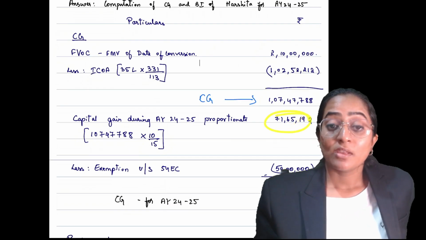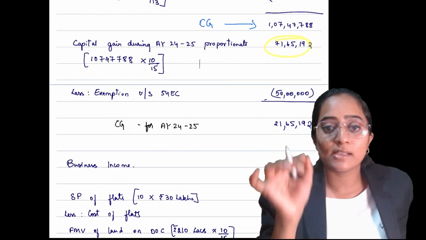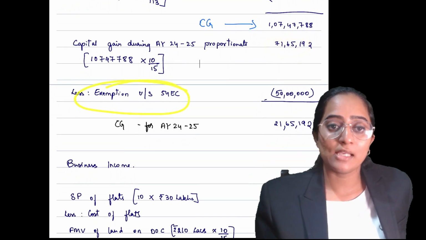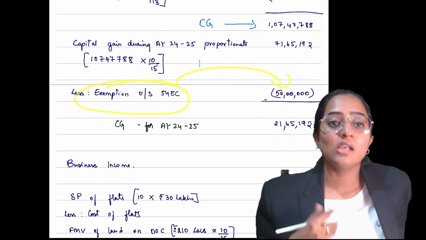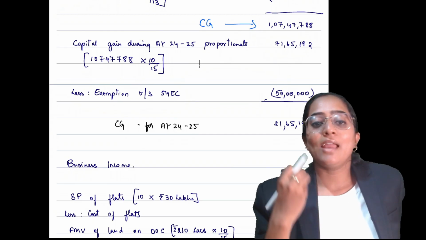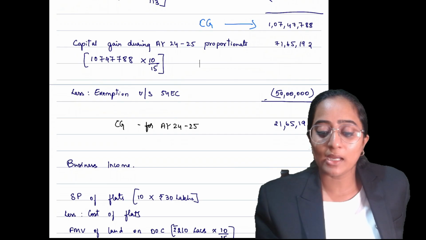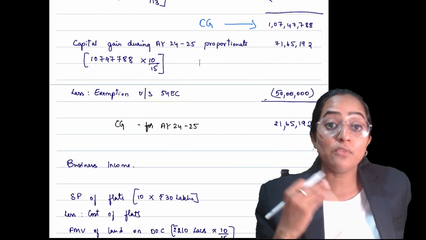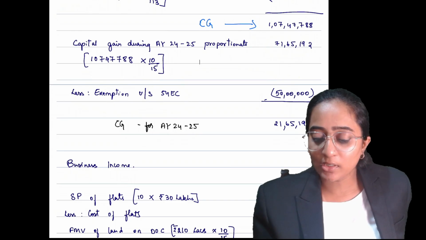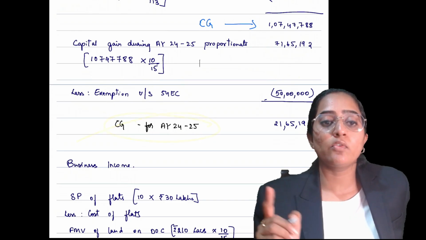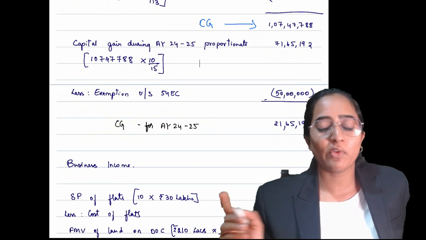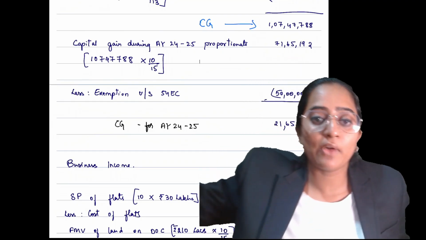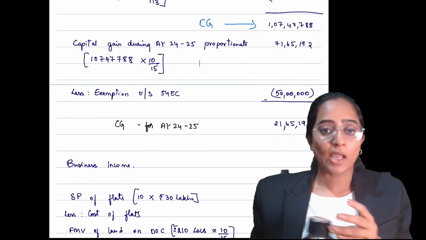It is going to be 71,65,192, which is my capital gain subject to tax in PY 23-24. But out of it, people, this fellow has already claimed exemption, that is, invested in NHAI bonds or REC bonds under section 54EC. The maximum deduction you're going to get is up to 50 lakh. Now, the capital gain which has arisen for AY 24-25 or PY 23-24, which are both the same, is going to be 21,65,192. I hope it is clear.